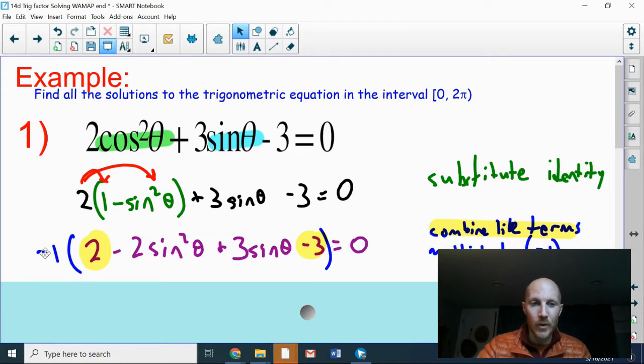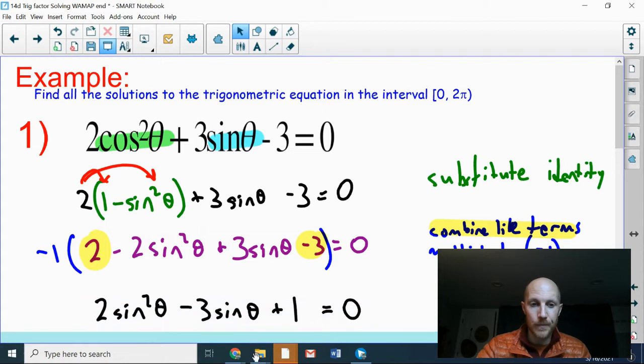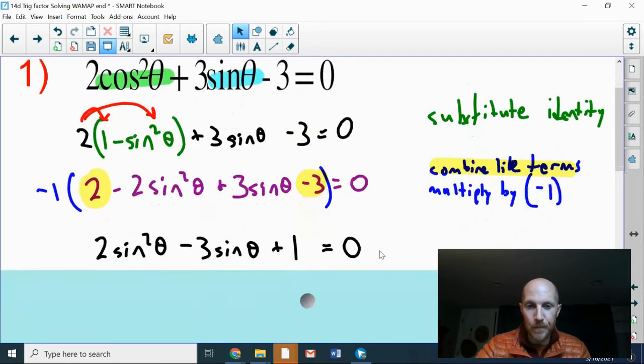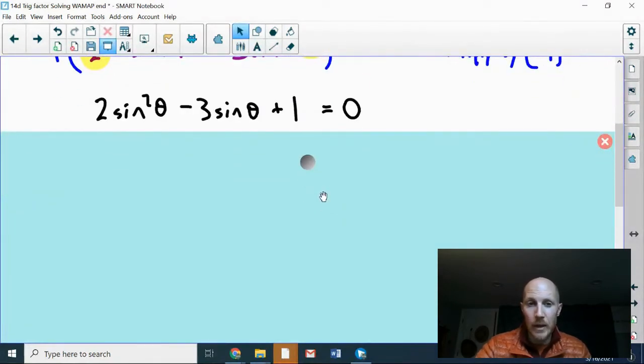So the -1 is going to multiply onto the sine squared of theta term to give me positive 2 sine squared of theta. The -1 is going to multiply onto the sine of theta term to give me -3 sine of theta. I did first combine the positive 2 and the -3, those yellow constants, to get -1 before multiplying by -1. So I end up with +1. Right now I can factor.